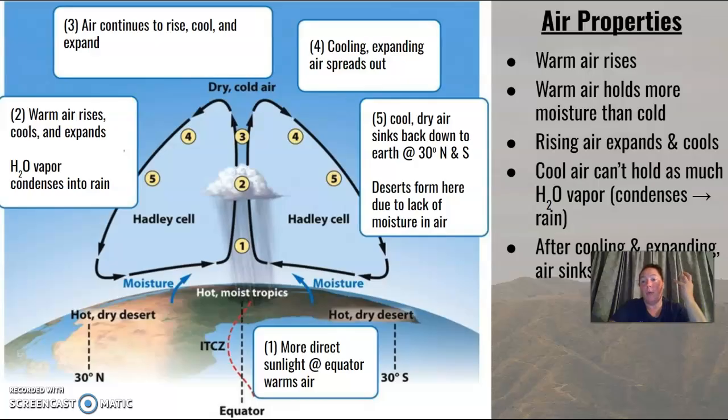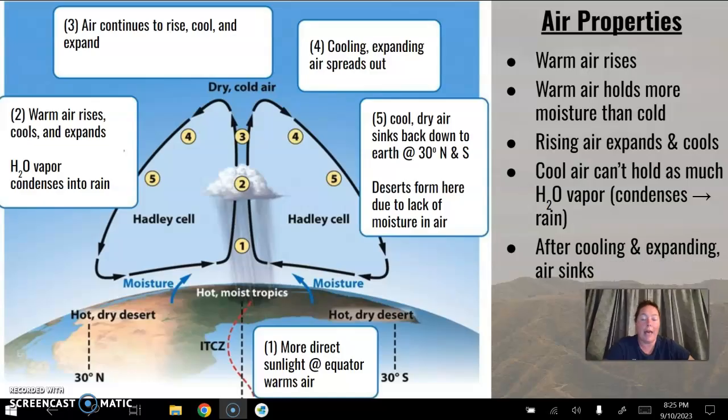That H2O, that water vapor that's been in the atmosphere, is going to condense into rain. As it continues to rise, it's going to cool and expand and spread out. As it cools, then it ends up sinking back down to the earth. That happens at 30 degrees north and south. And that's where we see most of our deserts because the air moisture is gone because all of that rain falls closer to those tropics.